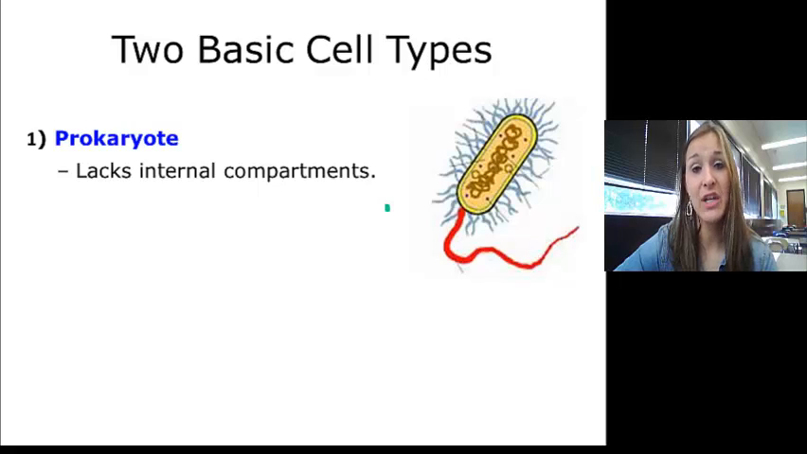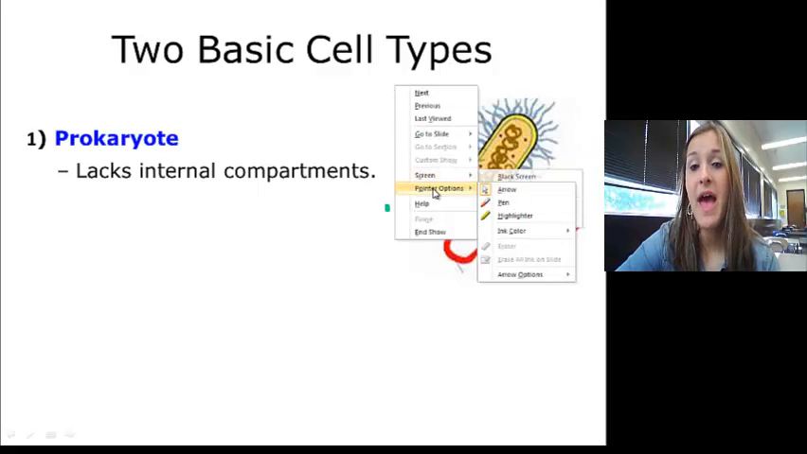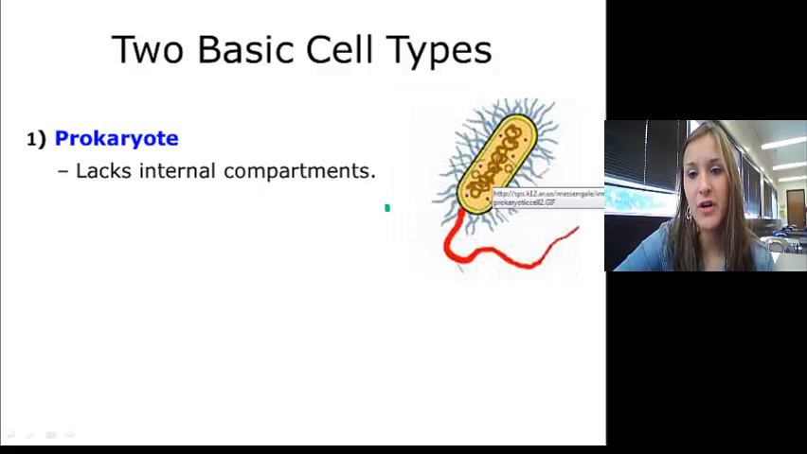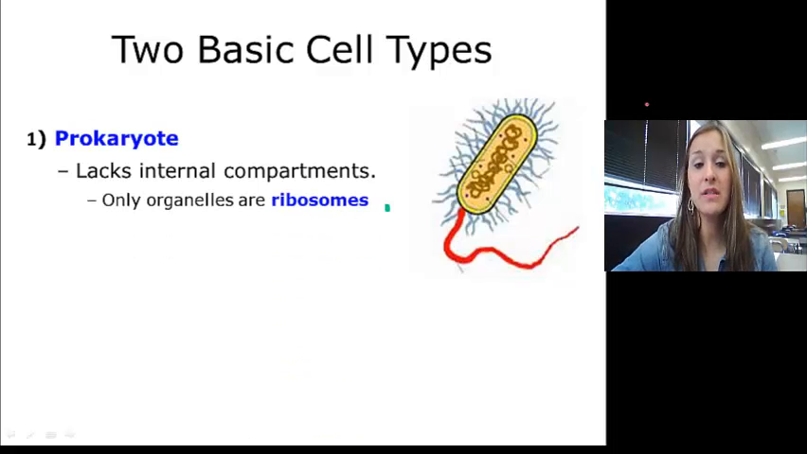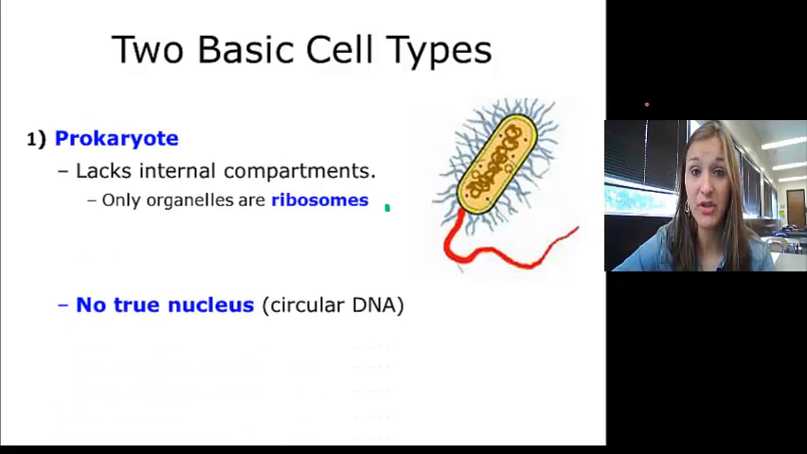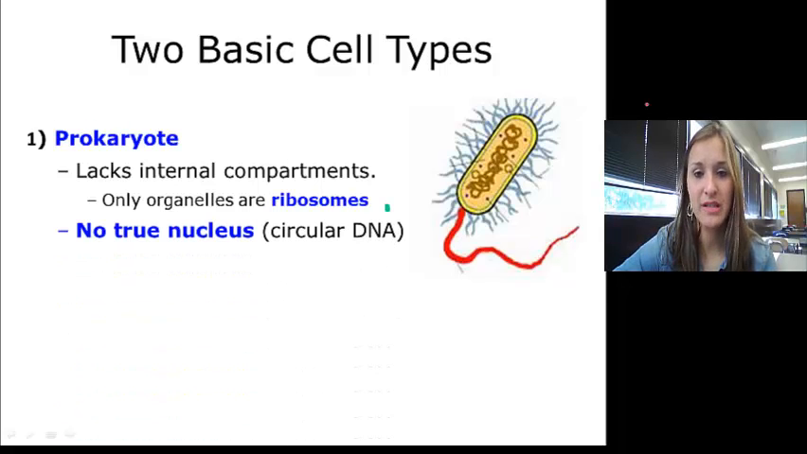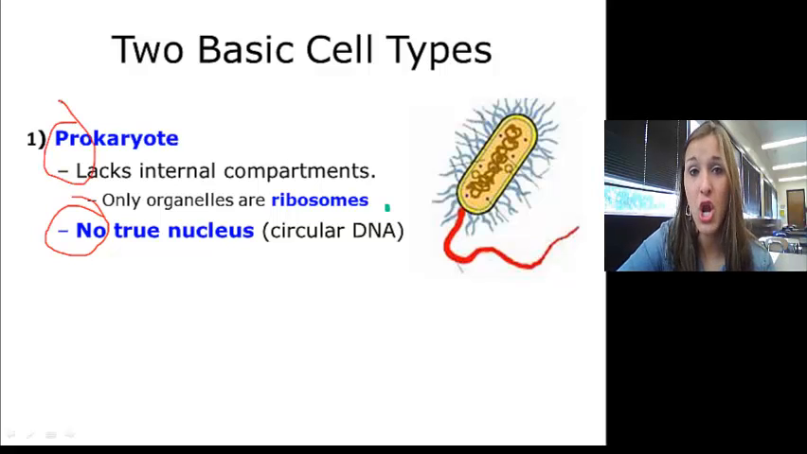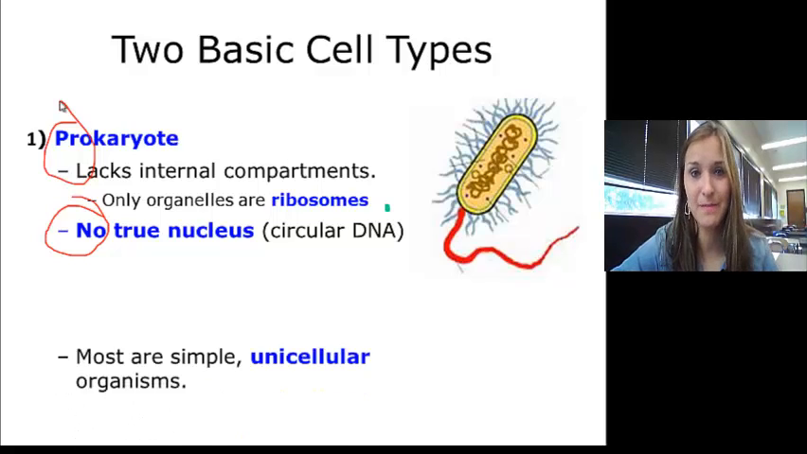Prokaryotes lack any internal compartments or organelles, so you can see a picture of a prokaryote right here. This prokaryote has nothing really inside of it except for DNA that's free floating around here and these little dots that you see. Those little dots are ribosomes. So the only organelles that prokaryotes have are ribosomes. So there's no true nucleus here. An easy way to remember that prokaryotes have no nucleus and no organelles is that pro rhymes with no. Prokaryotes have no nucleus and no organelles.